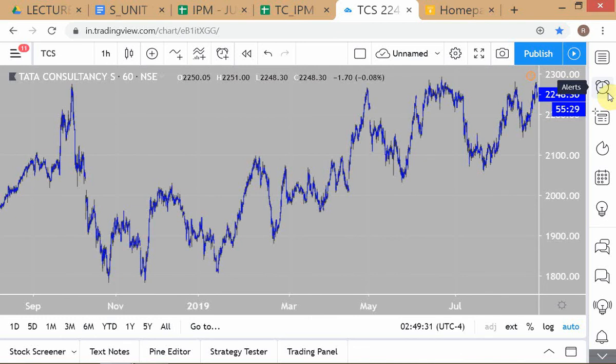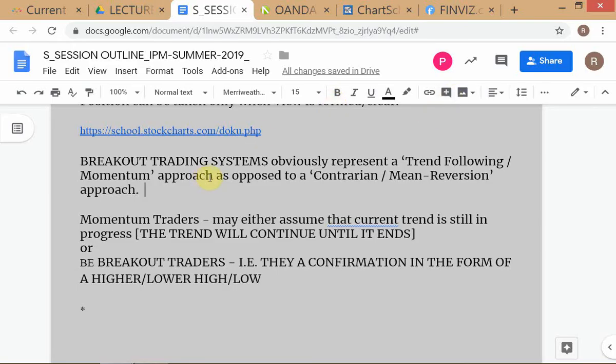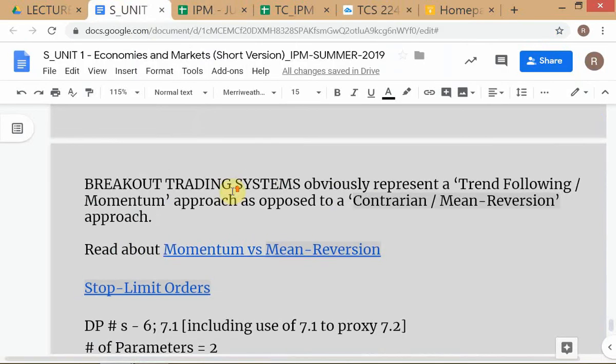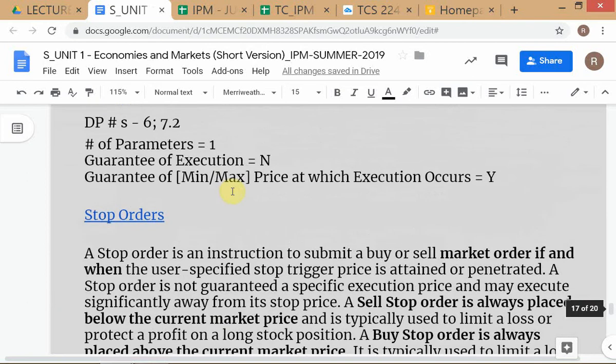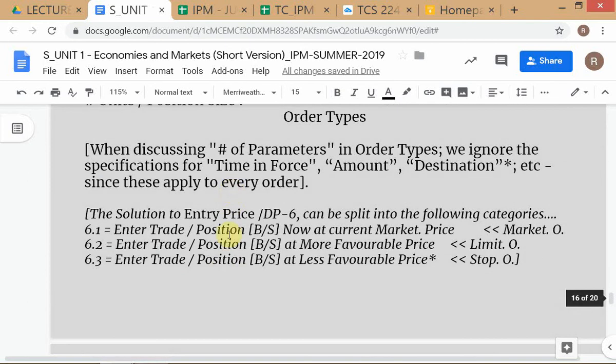So now you see the first example of why somebody would buy at a price worse than the current market. Now you understand why somebody would enter a position at a price less favorable than the current market by using a stop order: they are a breakout trader, looking for confirmation of the trend before they enter a position, so they are not sure about the view at this point.